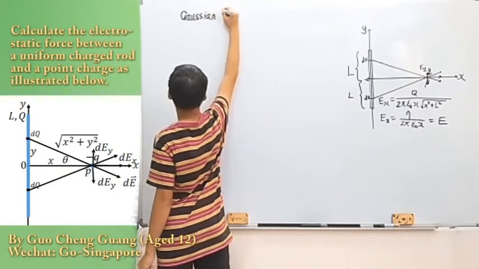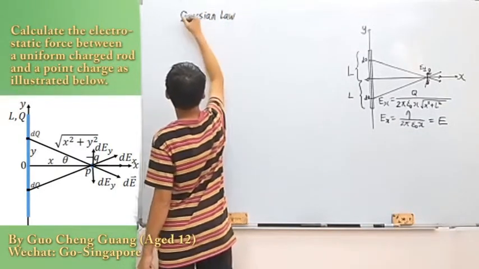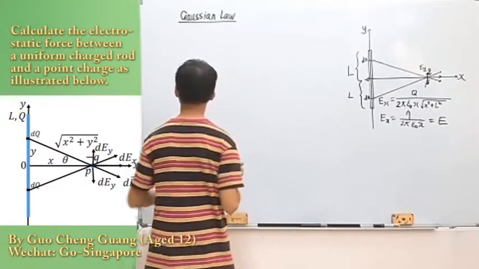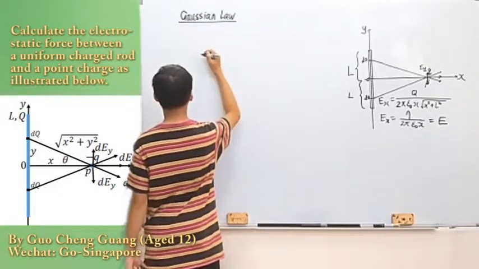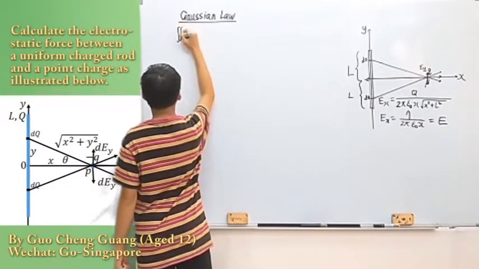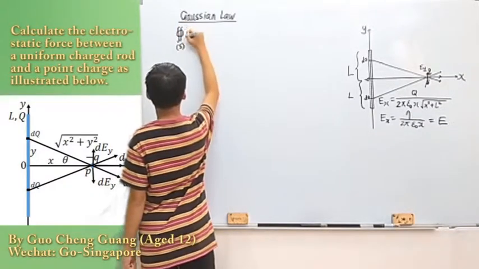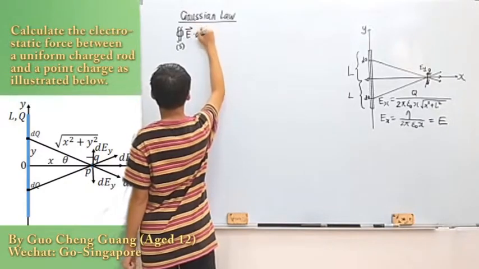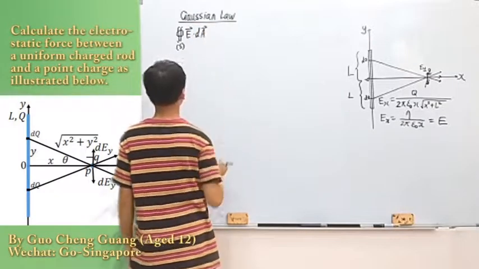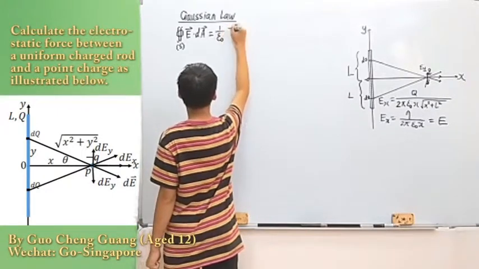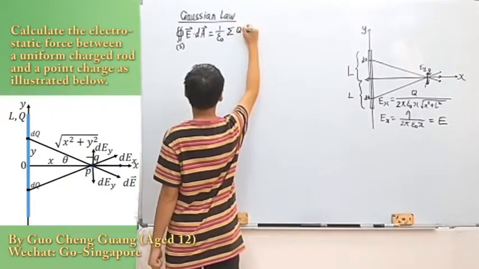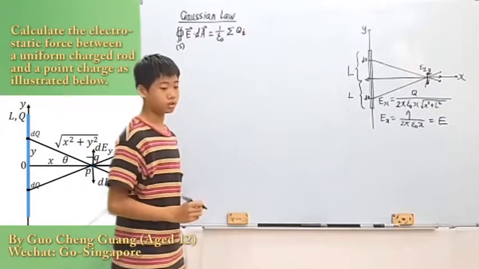As we are using the Gaussian law. You can say Gaussian law, you can say Gaussian theorem, Gauss law, Gauss theorem. There are different ways to say it. So for this Gaussian law here, you're just going to have, well, this A you can also write it as an S if you want. So this is the Gaussian law.